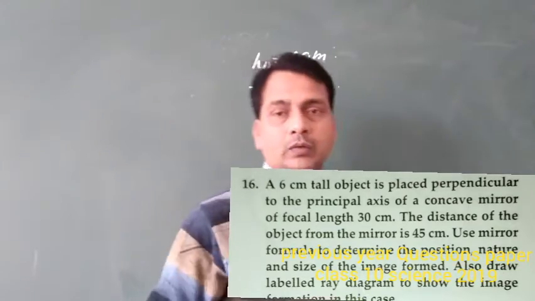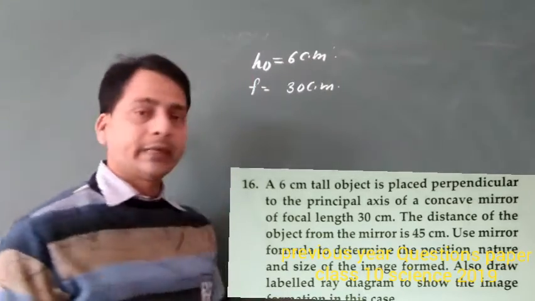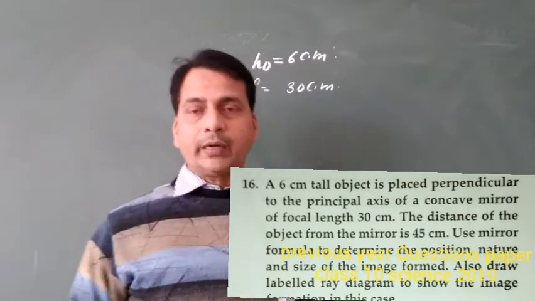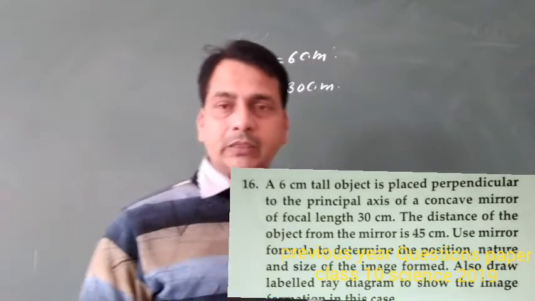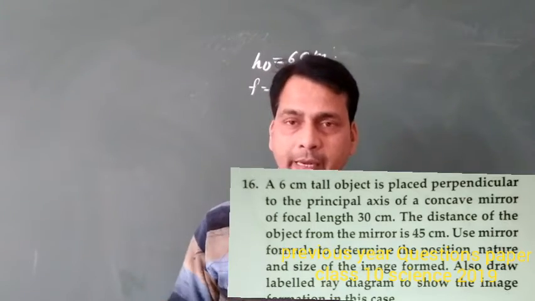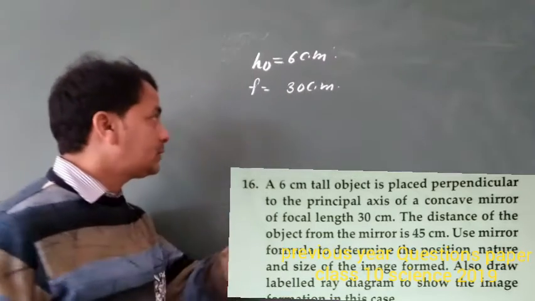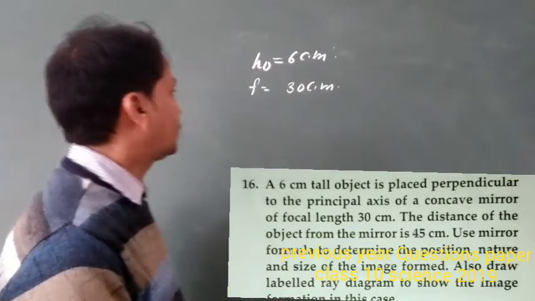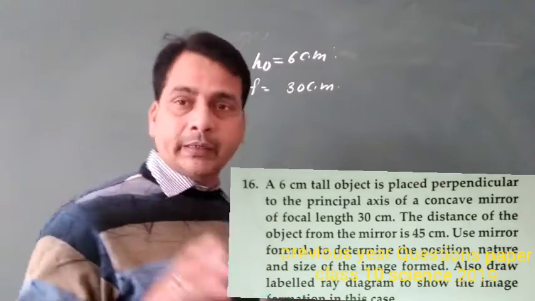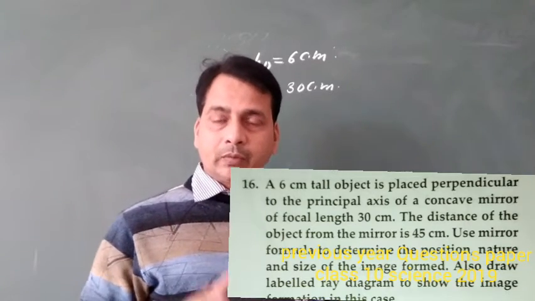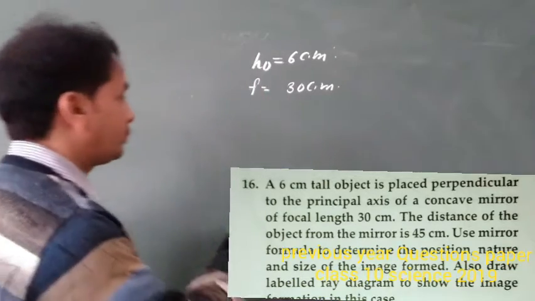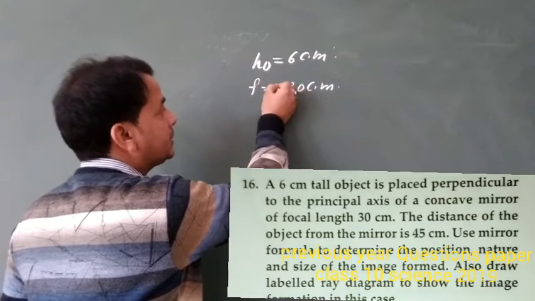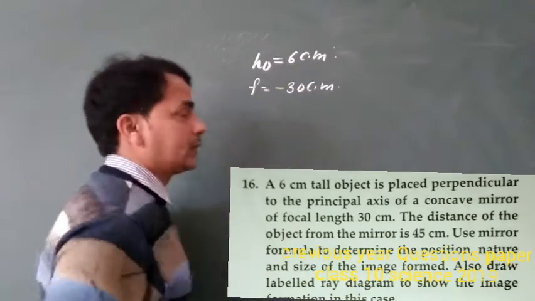So the mirror is a concave mirror, and we know that the focal length of the concave mirror, according to sign convention, has a minus sign. So the focal length of a concave mirror will be negative. So the focal length of the concave mirror is minus 30 centimeter.